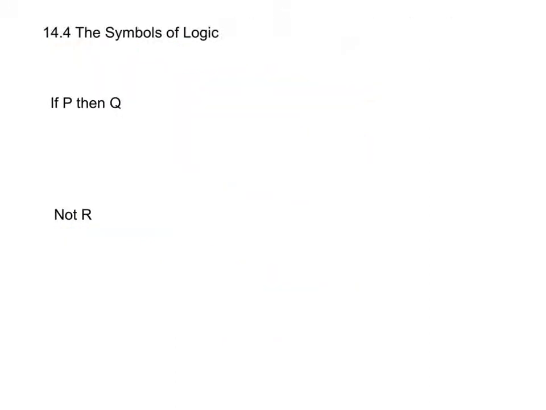So now we have some more symbols to further simplify these statements. So if we have the statement if P then Q, we can actually further simplify that to just P arrow Q. And then not R is going to be this little squiggly and then R. That means not R.